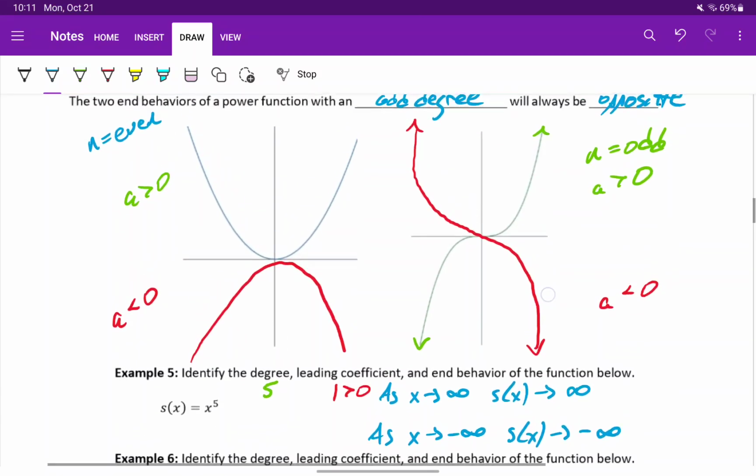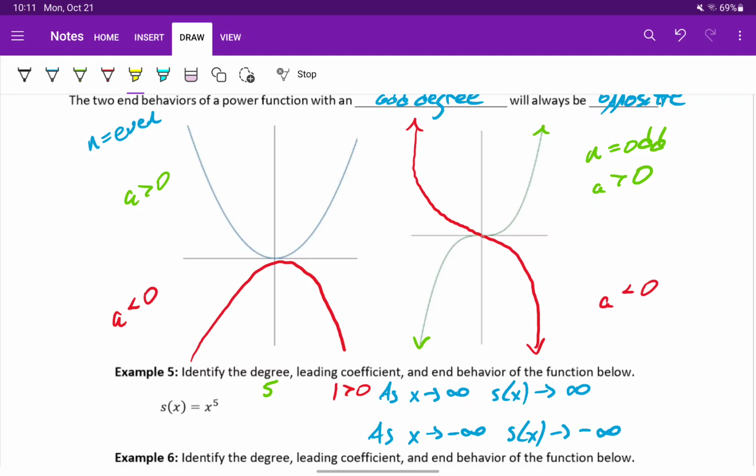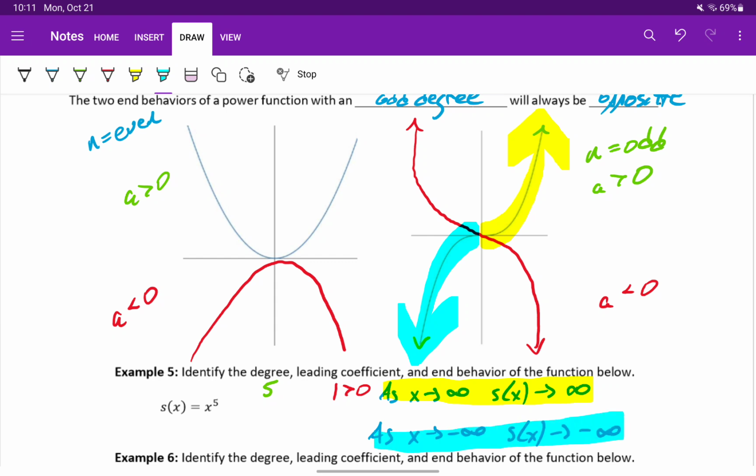And again, if we look back at the curve that we set up here, starting at the origin 0, 0, if we trace in the positive direction, since our value for a is greater than 0, our curve is heading up, and as we trace in the negative direction, our curve is headed down. And that's where we get these two statements about the end behavior of our function.